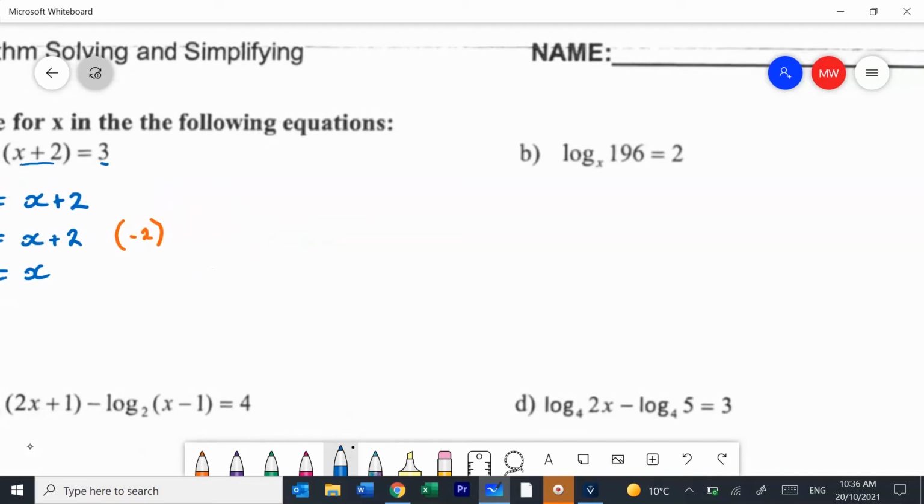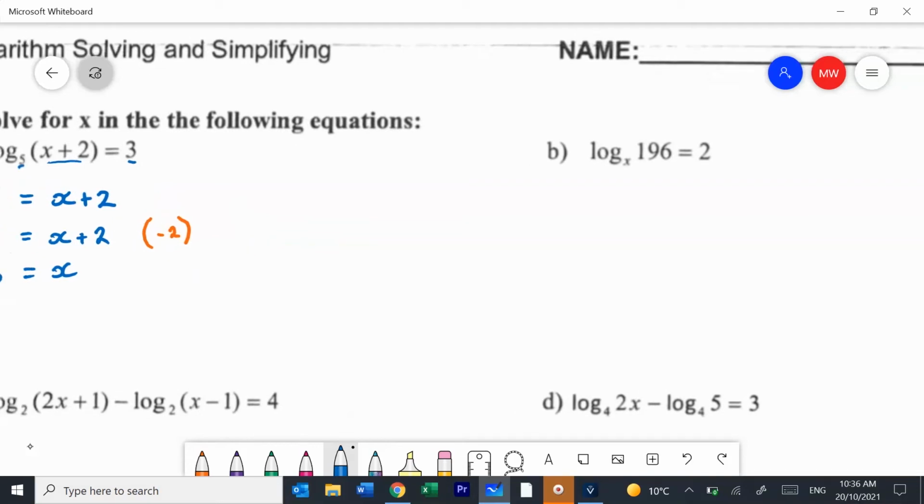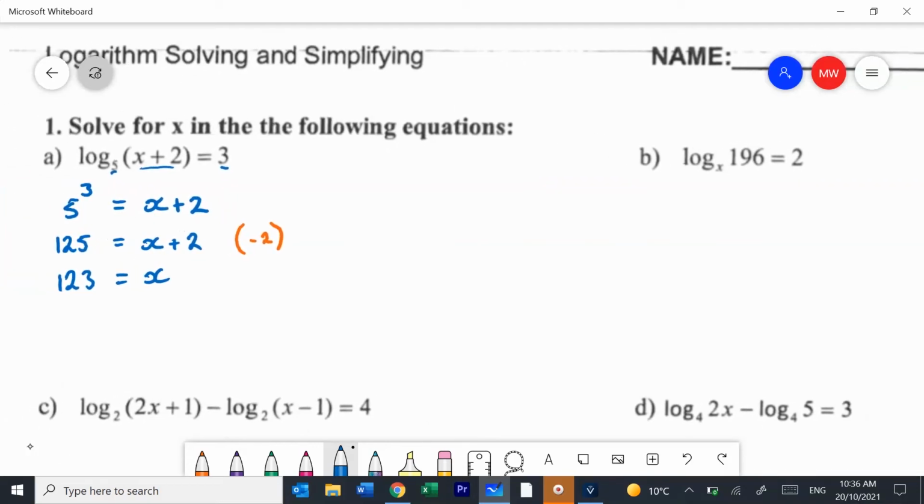The second one's similar. We can't do much with it while it's in this format, so we'll move it into index form. So this time we've got x, a base of x to the power of 2, and that equals 196. And we're back to balance method. We need to get rid of that square by square rooting both sides. That'll leave us with x and the answer 14.